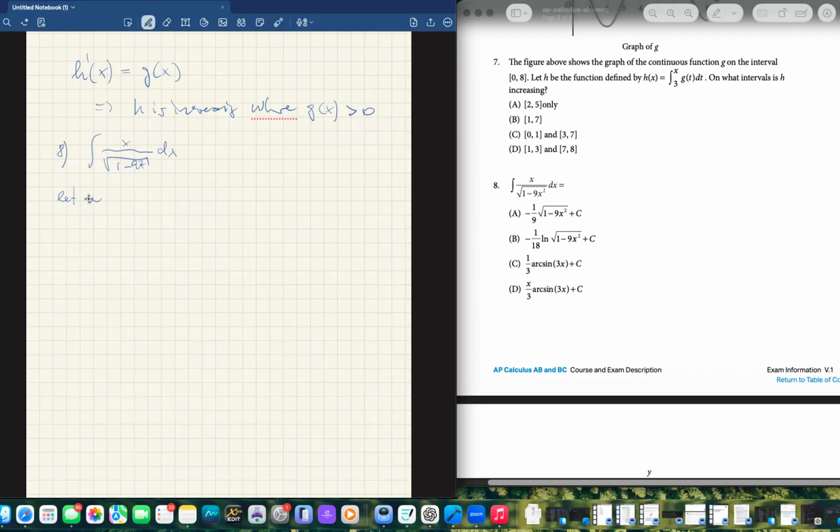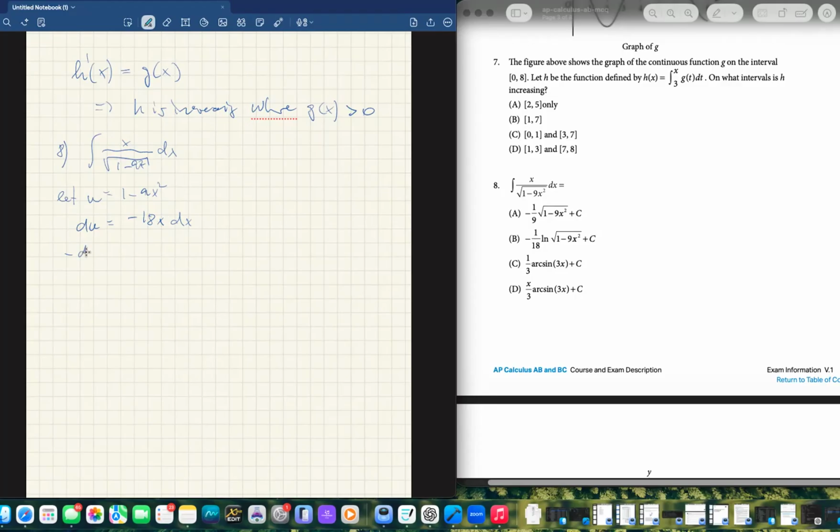So you say let u equal to 1 minus 9x squared. That means du is going to be negative 18x dx. And so here you see x dx is going to be that. And that means if you just want to isolate x dx and create the thing that's going to replace everything you need to replace, you could just divide both sides by negative 18.